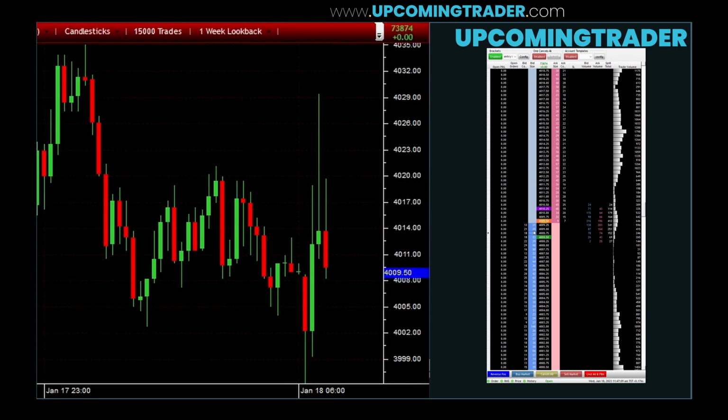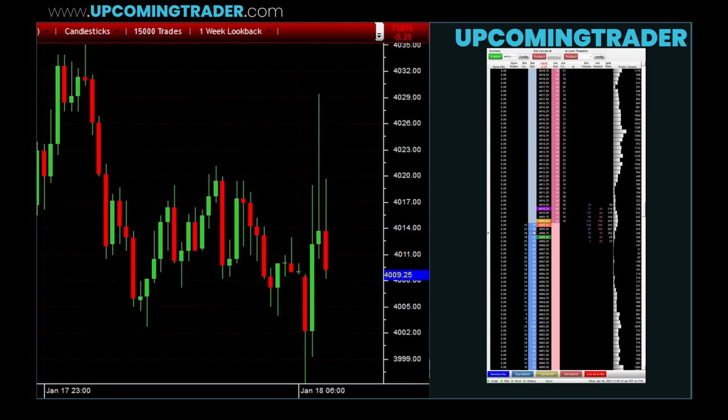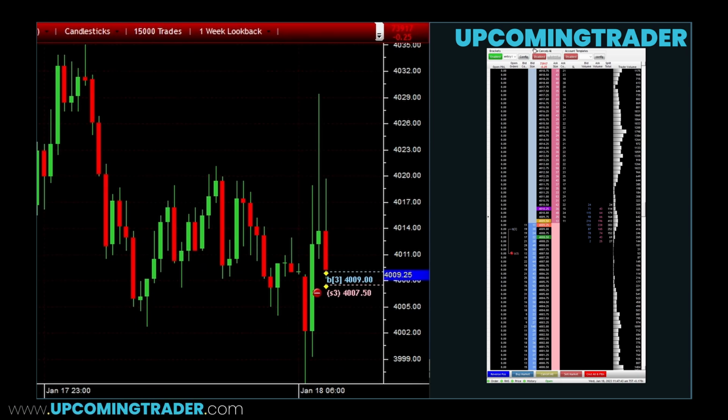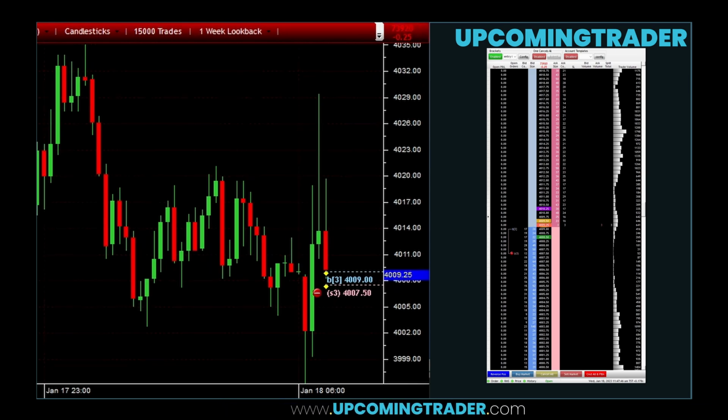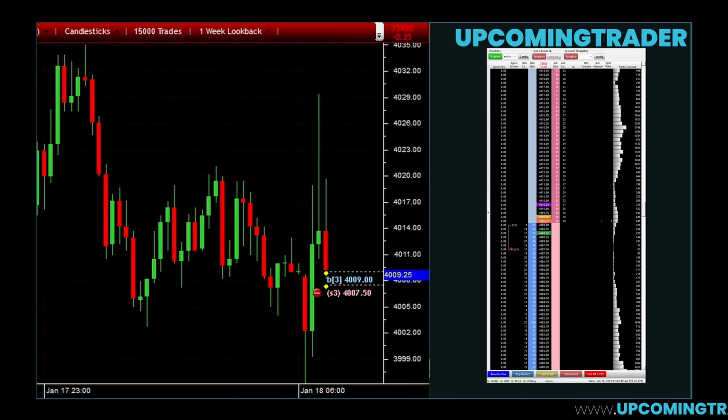Lastly, let us talk about flags and pennants. These are continuation patterns that often occur after a strong price movement. A flag looks like a small rectangle sloping against the previous trend, while a pennant looks like a small symmetrical triangle. Volume typically decreases during the consolidation phase of these patterns and then increases when the breakout occurs, signaling that the trend is likely to continue. Recognizing these patterns and how volume behaves in each can give you a much clearer picture of what might happen next in the market.